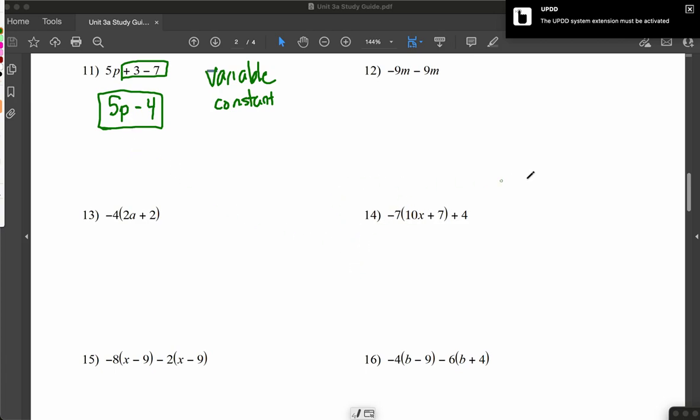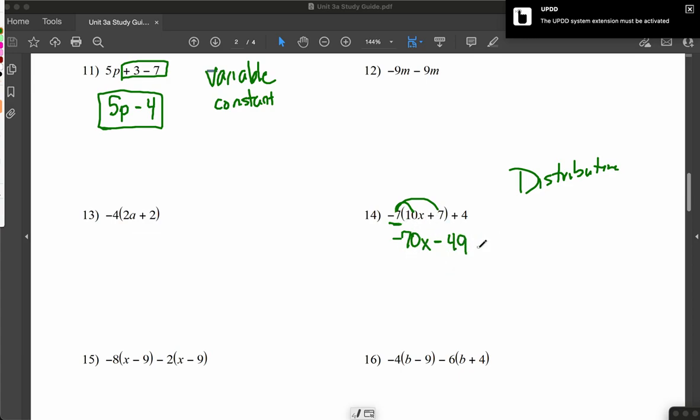Number 14 is the beginning of the distributive property. We talked about other properties, and we're going to cover those as we keep going down the study guide. When we distribute, it means we're giving whatever's on the outside to each number on the inside, sharing it equally. So -7 times 10x is -70x, and -7 times 7 is -49.